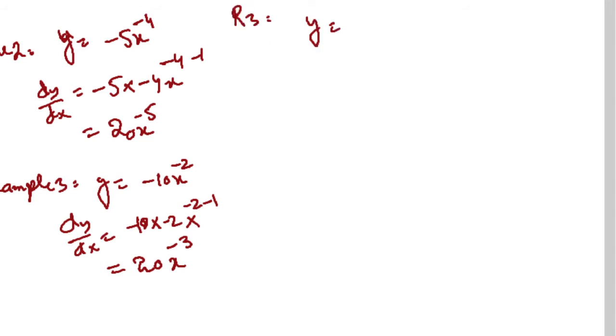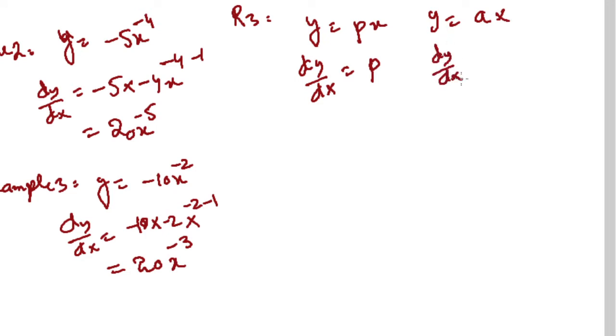The constant is written with x, so px is a function. If I'm finding the derivative, dy dx becomes p. If I'm having y is equal to ax and I'm finding the derivative, dy dx is a. If I'm having y is equal to cx and I'm finding the derivative, dy dx becomes c. Now why is it becoming p, a, c?